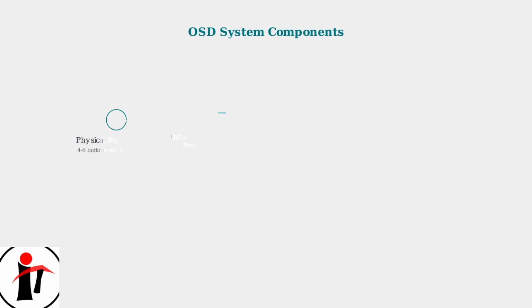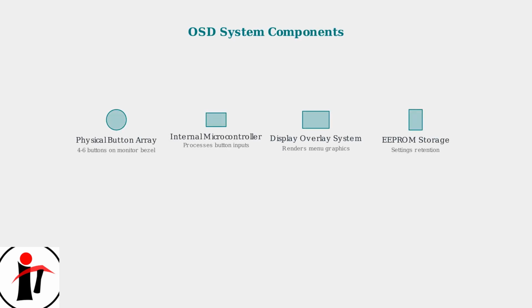The OSD system consists of physical buttons on the monitor bezel, an internal microcontroller that processes inputs, a display overlay system for menu graphics, and EEPROM storage for settings.